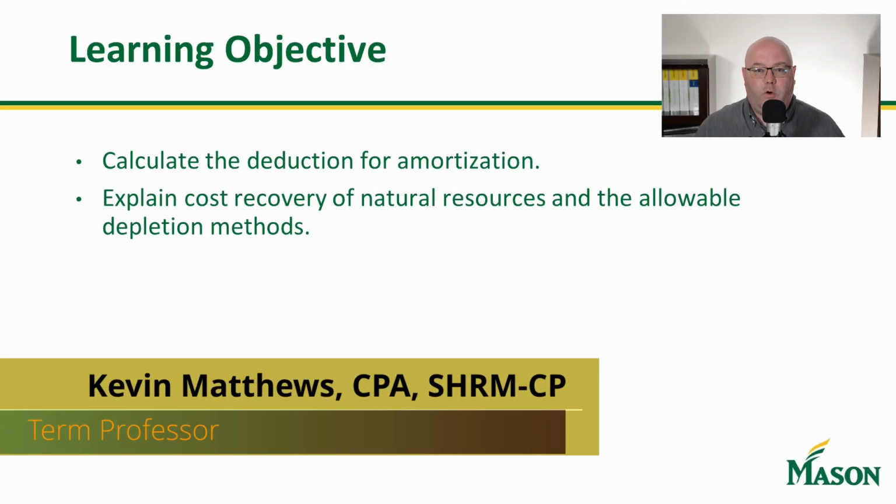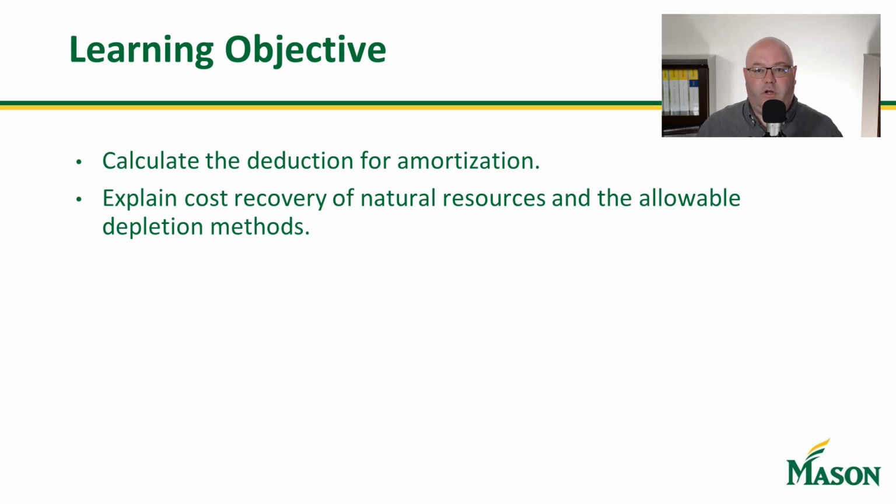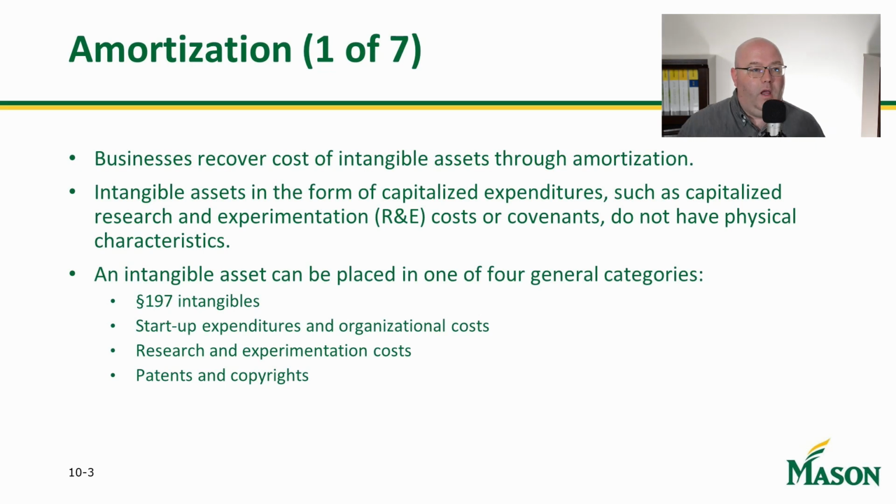Okay, so in this video, we're going to talk about calculating the deduction for amortization and explain the cost recovery of natural resources and their allowable depreciation methods. And so we're going to talk about amortization. So it's the business cost of recovering intangible assets through amortization.